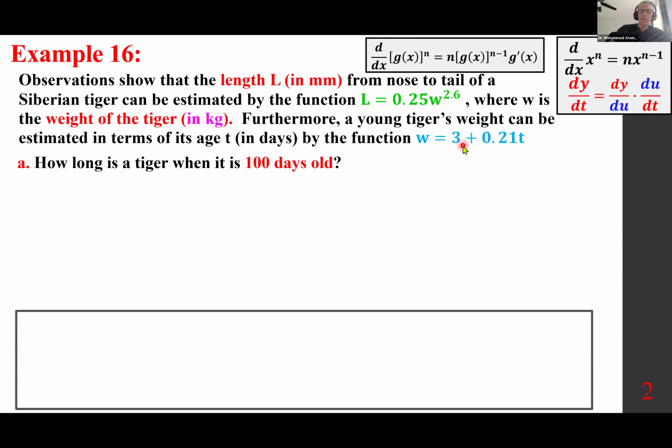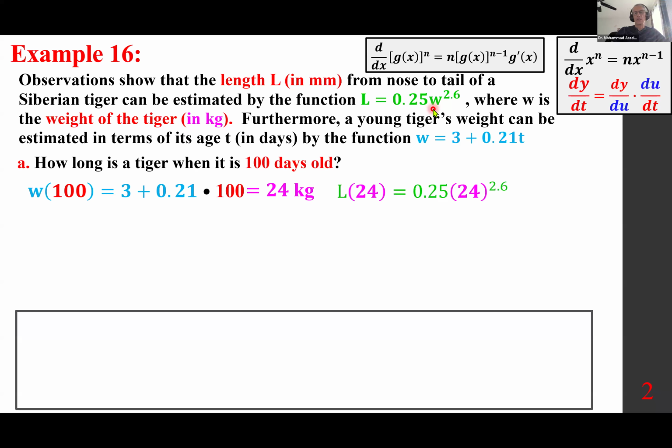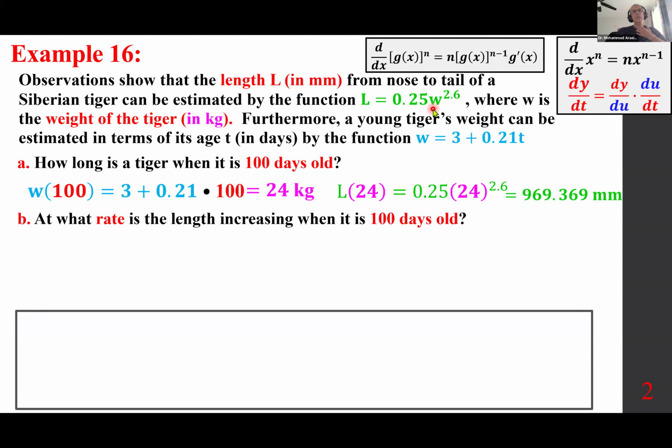First and foremost, let's plug in 100 here. The two decimals, two zeros cancel each other. 21 and 3 is 24 kilograms. You plug in here, and you can calculate the length at that point. Now, this is elementary algebra. Now we get to the calculus.